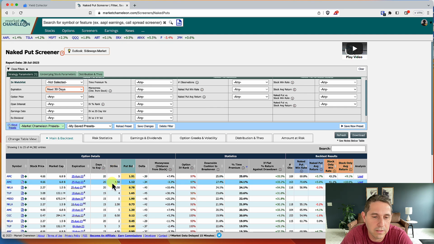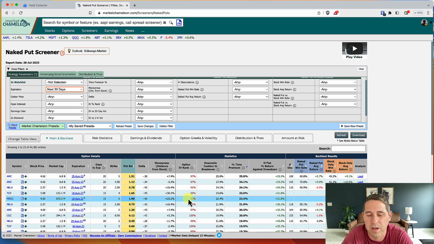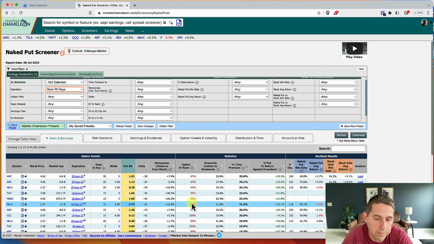And here's the strikes, and here's the put bid. This is what you can expect to get for selling the put. And here's the deltas, and here's the moneyness, which is the distance from stock. So this is the percentage distance from the strike price to the stock price. And here's the IV rank. This is just the default screener results here. We haven't put in parameters here, so you're just going to see crazy IV ranks here. When we do it ourselves, we're not going to have such elevated results, but here we are.